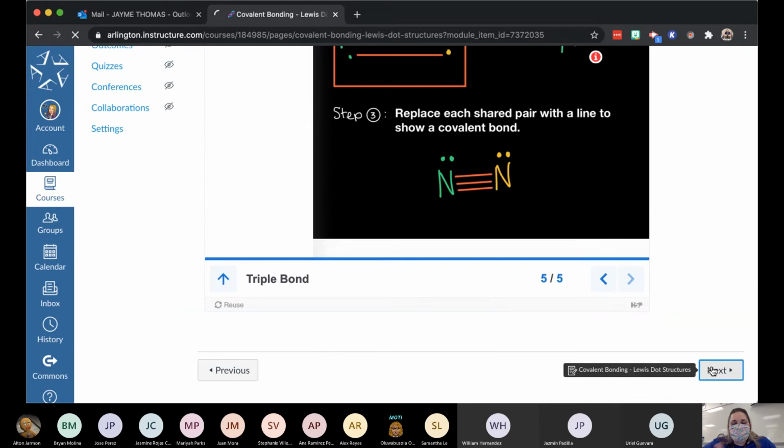So your assignment for today is to practice doing some of these. It's similar to what you did last week for ionic. It's a Google Slides assignment.